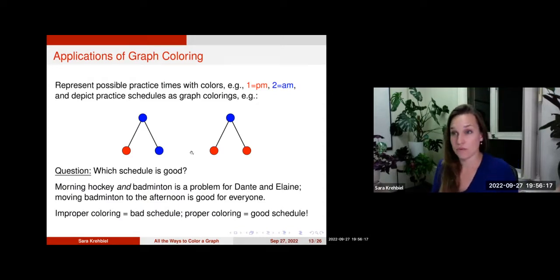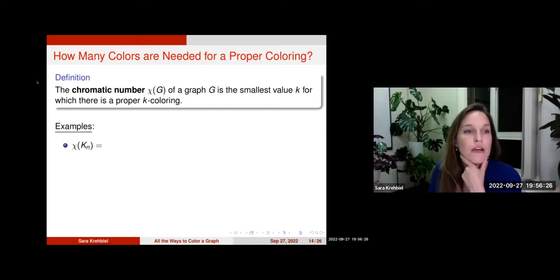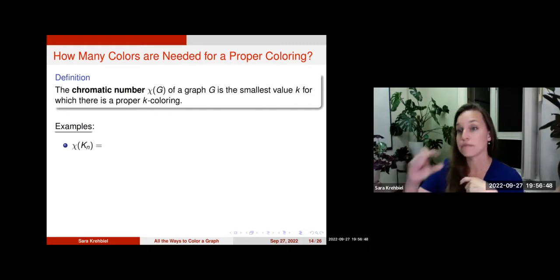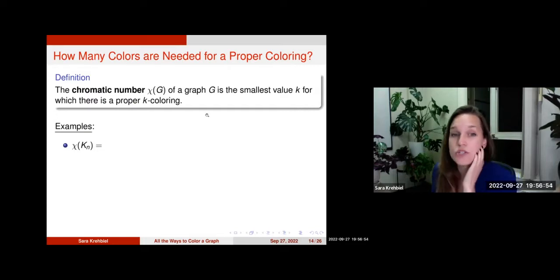So the way we think about coloring and schedules is an improper coloring is a bad schedule, a proper coloring is a good schedule. Okay, so once we have the idea of proper colorings in mind, we can start to think about how many colors we actually need in order to get a proper coloring. If I have a bunch of teams and a bunch of overlaps between the rosters, this question says, how many different time slots am I going to need in order to schedule all of these teams in a good way? This is given by this chi symbol, which is called the chromatic number.